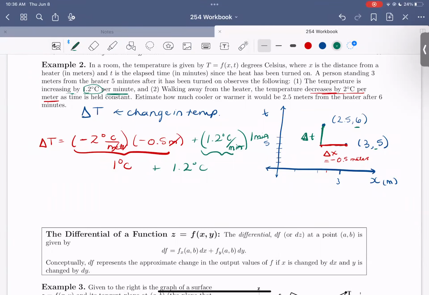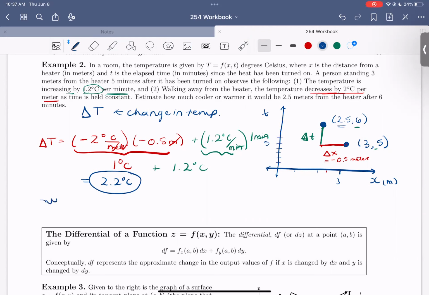And we can ask, does this make sense? Well, yeah, the longer the heater stays on, so as we move forward in time, the hotter it should be. So then this total change of temperature is going to be 2.2 degrees Celsius. So that's how much we're going to change if we instead were at a position 2.5 meters away 6 minutes later.